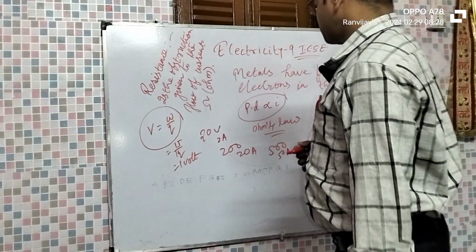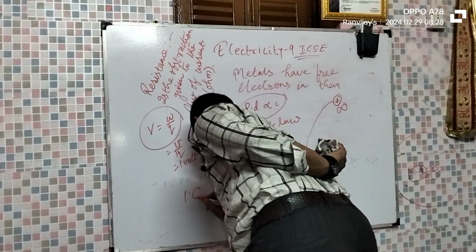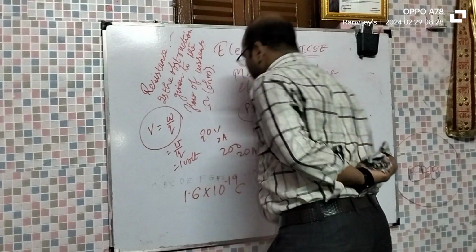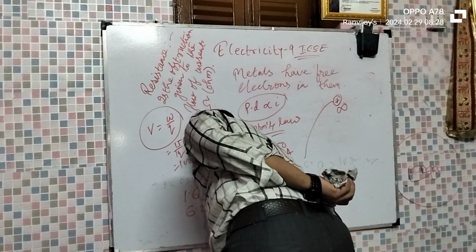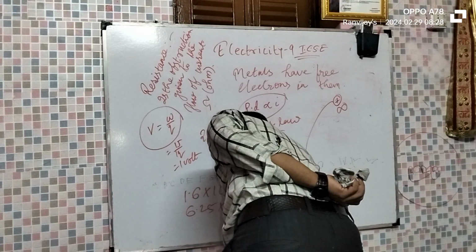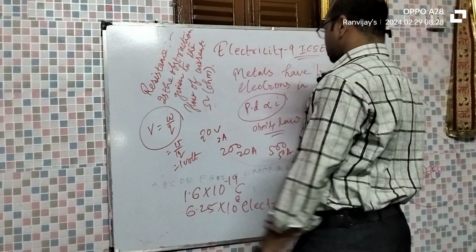Now, what is the charge of an electron? It may be asked in a question. The charge of an electron is 1.6 into 10 to the power minus 19 coulomb. And how many electrons constitute 1 coulomb of charge? That is 6.25 into 10 to the power 18 electrons. This many electrons will constitute 1 coulomb of charge.